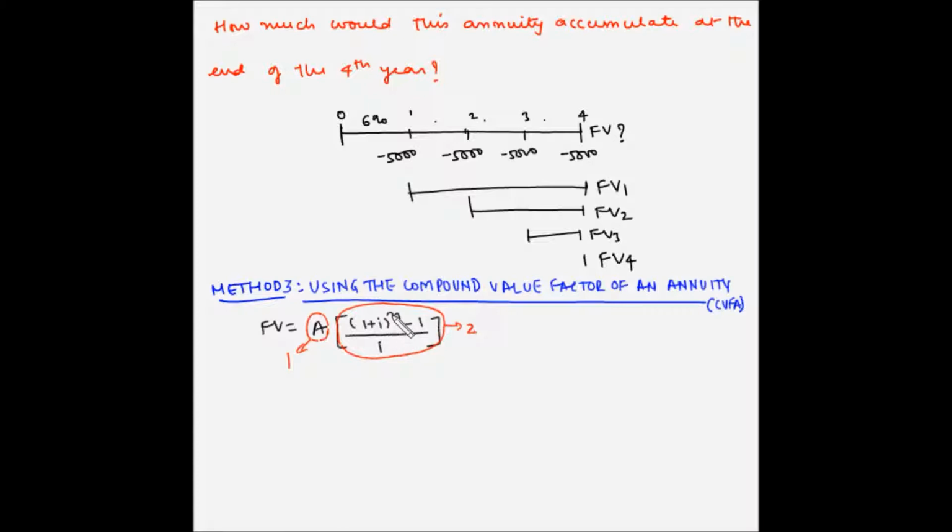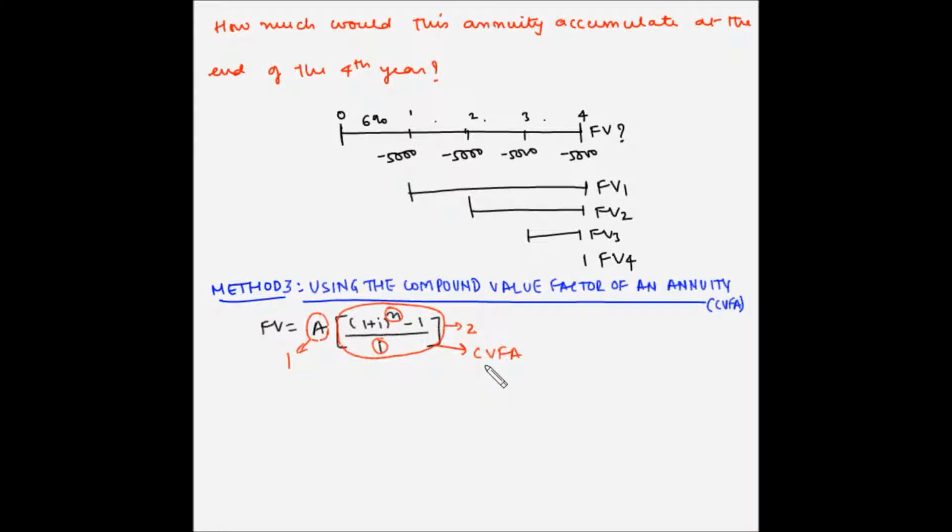Now this second part has two variables, N and I. So if we find out the value of the second part with different values of I and N, then that table will become reusable anytime we want to find the future value of an annuity. We will only need to multiply it by the annuity amount. So this second part is also known as the compound value factor of an annuity, or CVFA.